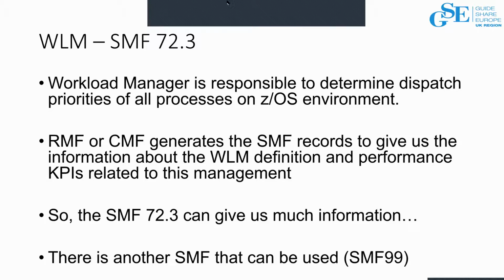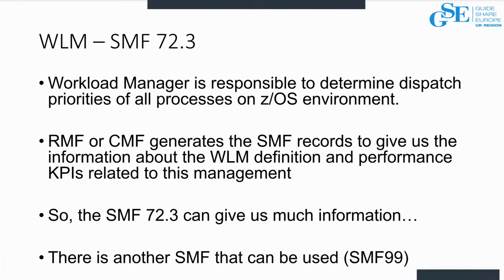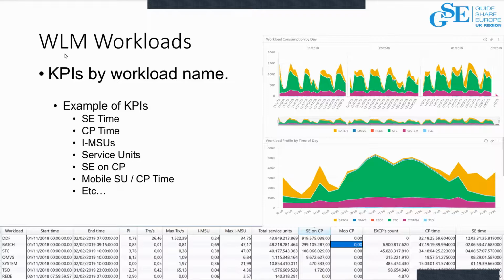There is another SMF record generated by WLM, the SMF 99, that can be used for that as well. But today we are focused on the SMF 72.3, which brings us much information regarding the consumption that's really interesting. Okay, let me continue. I was talking about SMF 99. That's another SMF that we can use to analyze the WLM. And then I went through some KPIs that we can see on the SMF 72.3.